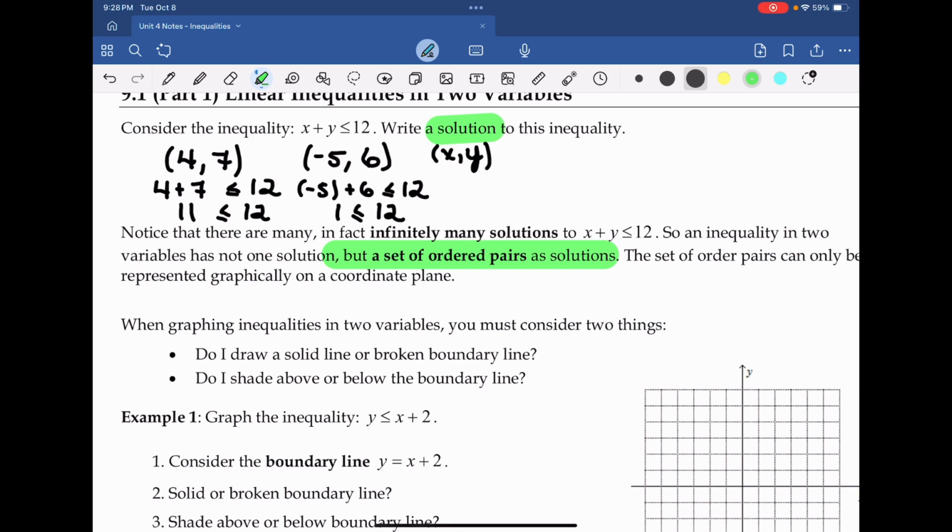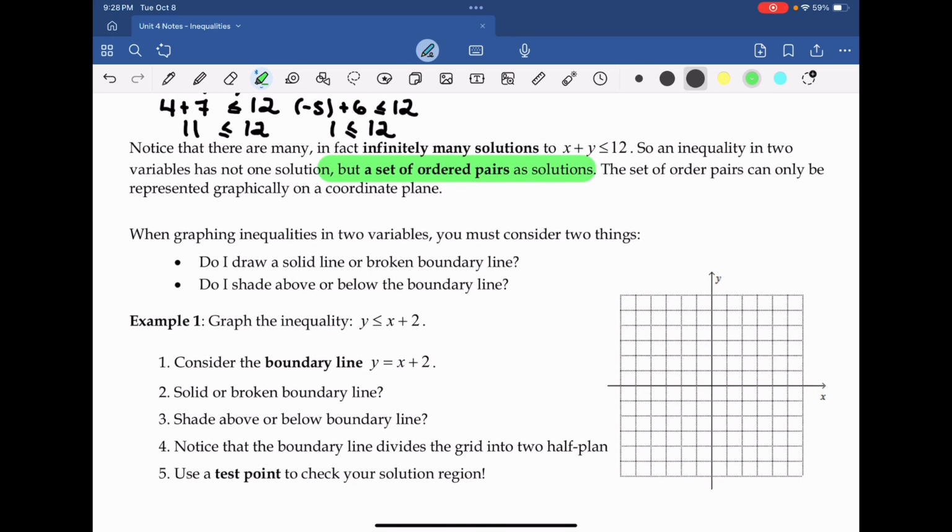Now, when we graph these inequalities, because we're going to want to draw these things out based on any sort of inequality they give us, we're going to sketch it out very roughly on the Cartesian plane, and then we're going to sketch in the region or shade in the region in which the points technically could exist. Now, a couple things to consider in that process. When we're graphing inequalities of two variables, you must consider, are we going to draw a solid line or a broken line for the boundary? And then do we shade above or below the line?